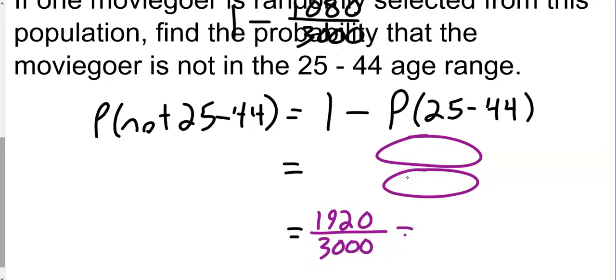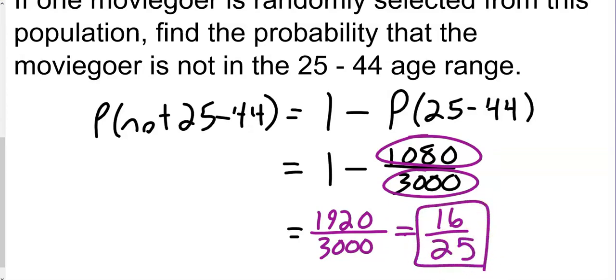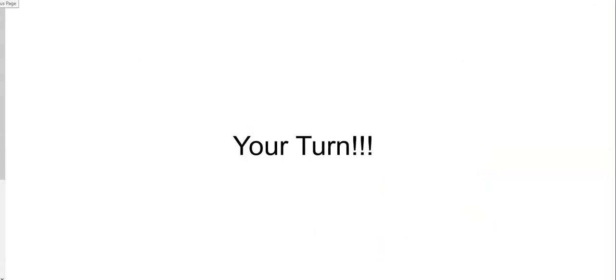But again, if you went to your calculator and figured out this information, that was 16 out of 25. Okay? So, I have 3 problems now that I want you to try on your own. Because it is your turn. So, I got 3 problems.